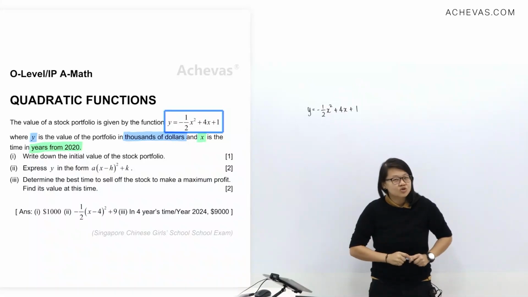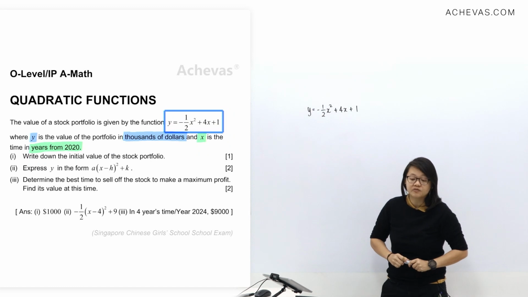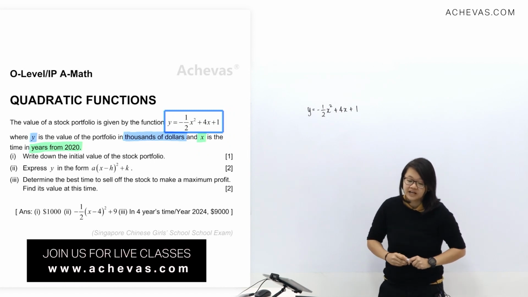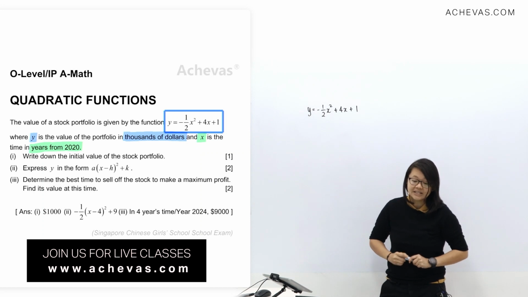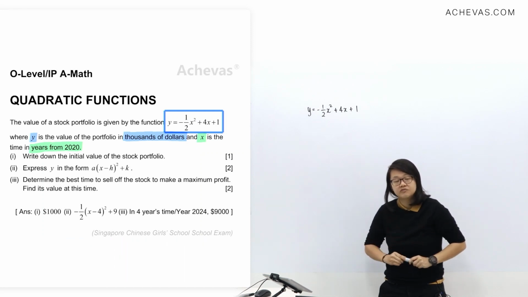Let's take a look at the quadratic function question here from SCGS. The value of a stock portfolio is given by the function y equals negative half x squared plus 4x plus 1, where y is the value of the portfolio in thousands of dollars and x is the time in years from 2020. Part 1, write down the initial value of the stock portfolio.